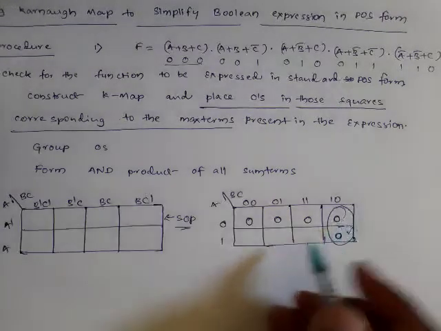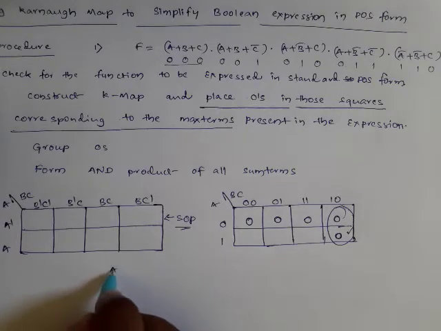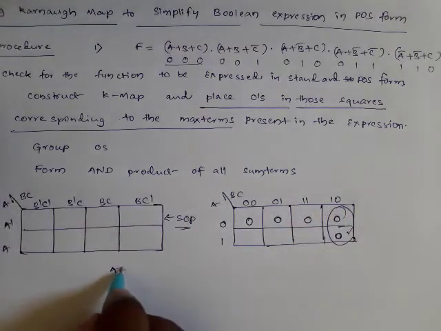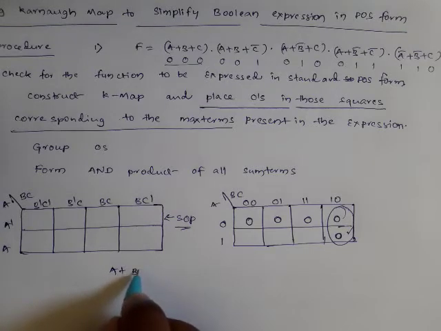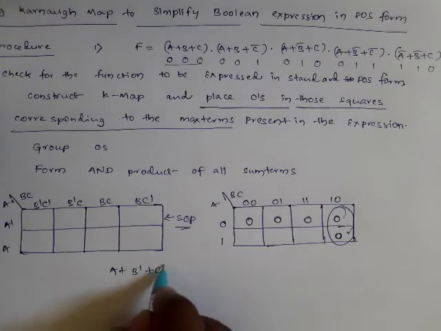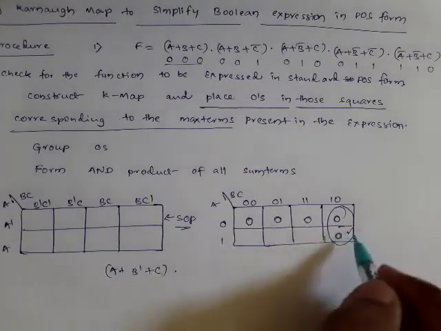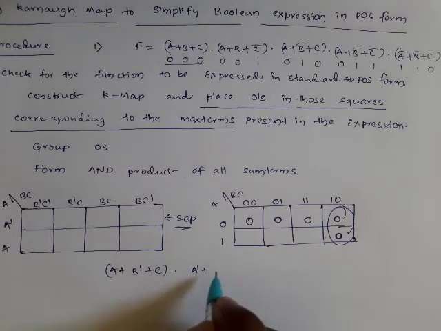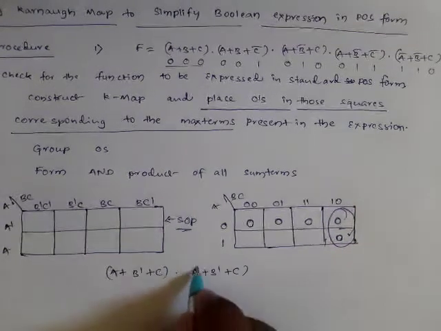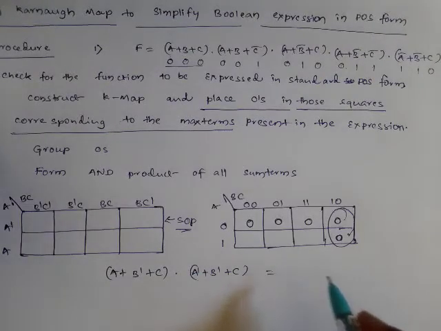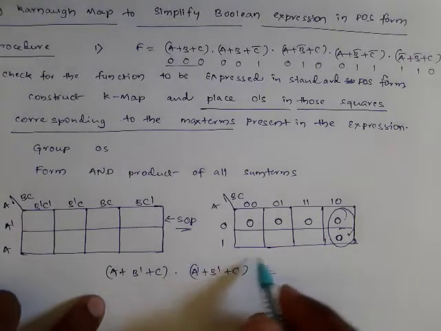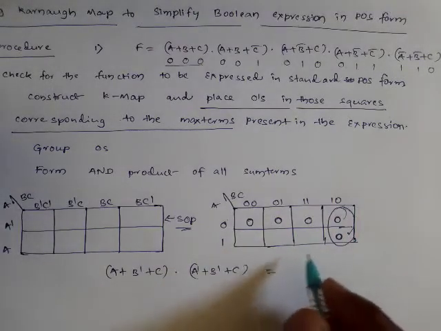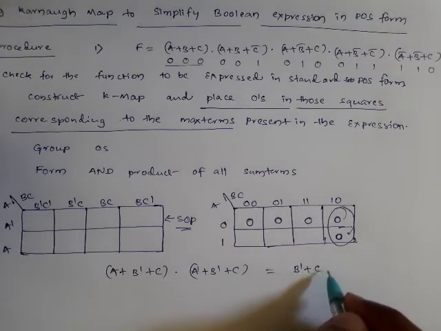So what is the term represented by this? It is A, its value is 0, so it is A, and this is A plus B bar plus C. This is the product term, this is the sum term, and the sum term represented by this is A bar plus B bar plus C, and this results in a sum term which eliminates the variable that is changing between these two zeros. That is, A is changing, so A will get eliminated. The resulting sum term is B bar plus C.